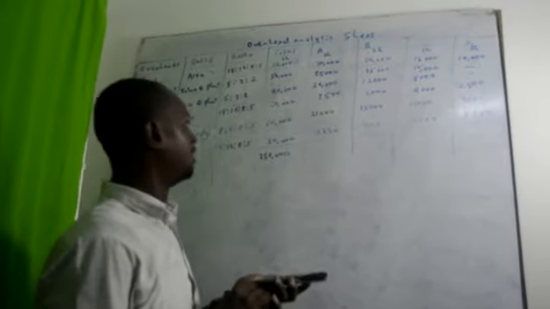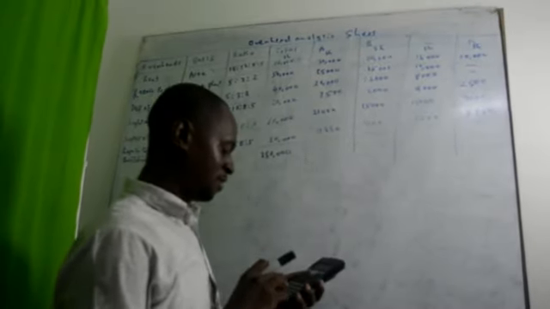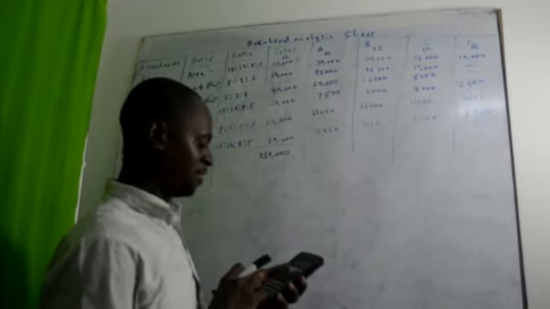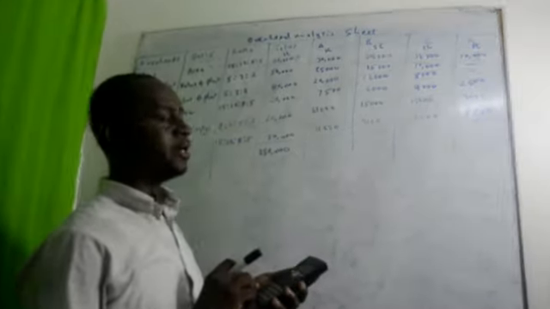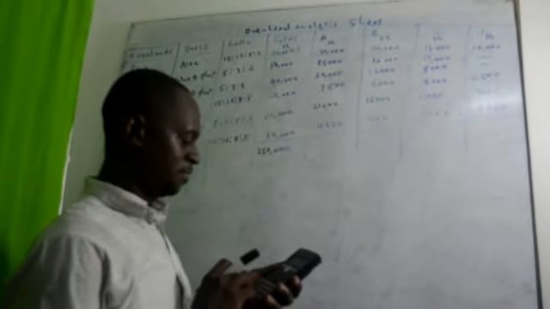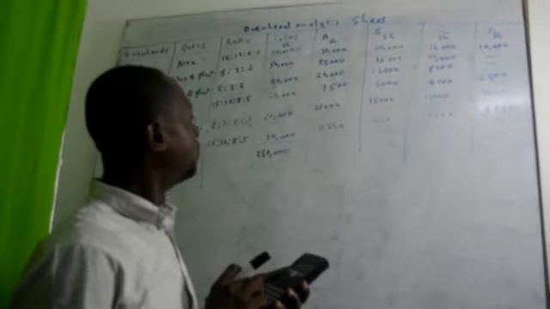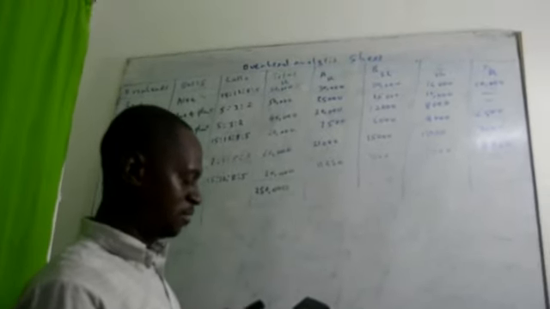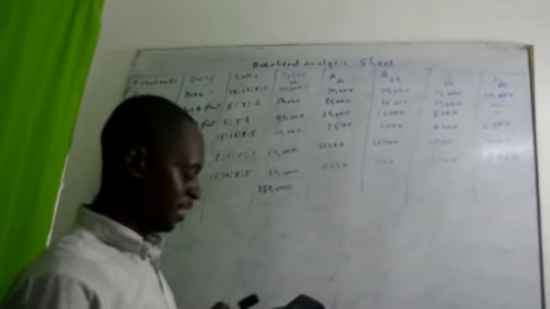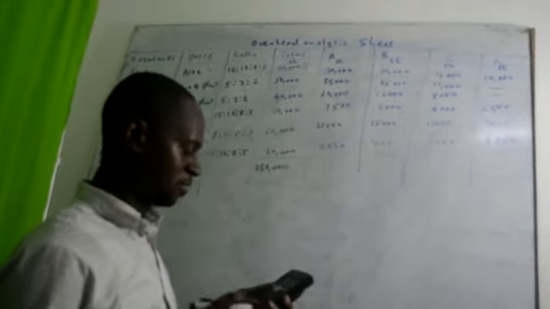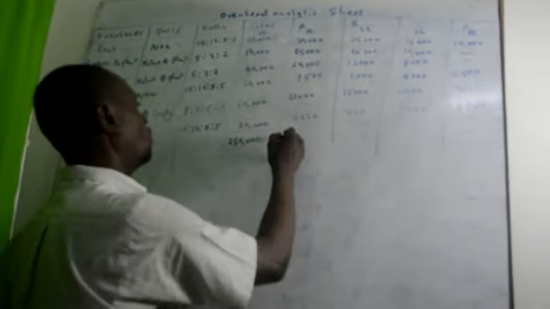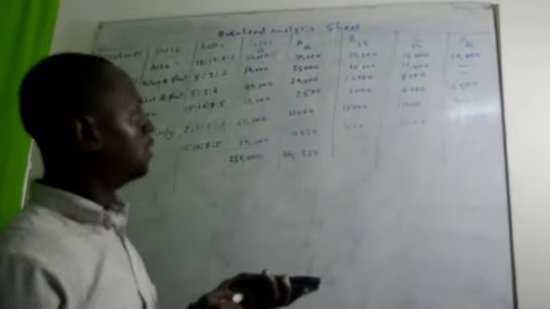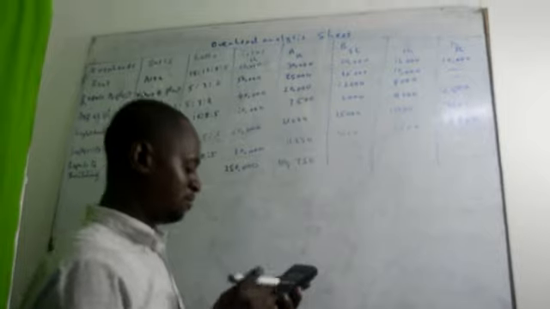The next is for department A. We have the first figure as 30,000. You add 25,000, we add 20,000, you add 7,500, you add 21,000, you add 11,250. So that gives you 114,750.